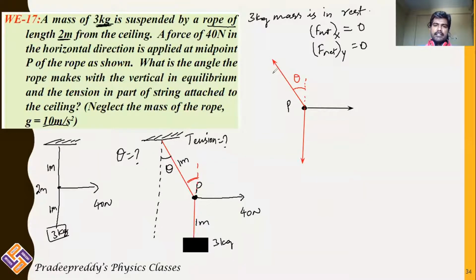Now the tension in this string is T. This is already known as 40 Newton. And downward there is the gravitational force. Gravitational force Fg is equal to mass into acceleration due to gravity. Mass is 3 kg, and acceleration due to gravity is 10 meter per second square. That is 3 into 10, which is 30 Newton, in the downward direction. Overall, the point P is in equilibrium. There are no net forces acting on the object. 40 Newton is along the x-axis, 30 Newton is along the y-axis. You need not resolve them.